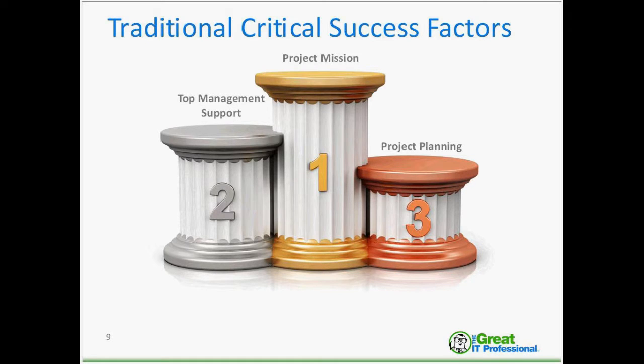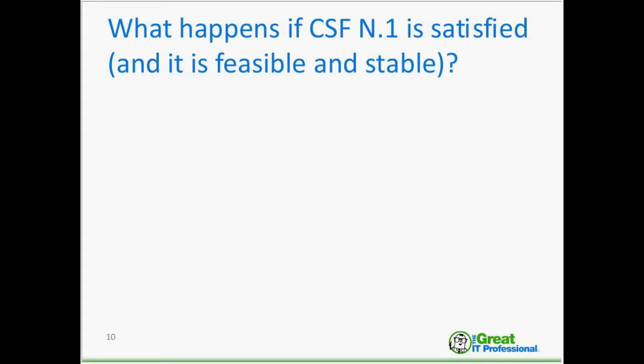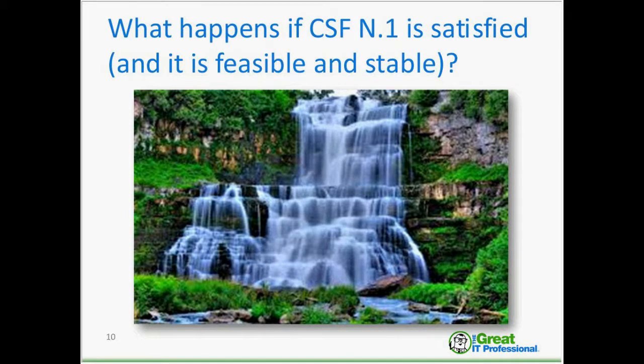So let's speak about the project mission. The idea is what happens if critical success factor 1 is satisfied, that is, it's clear, but I will add also, if it's feasible and stable. That is, we have a clear project mission, the project scope is clear, the project objectives are very clear. Well, nothing strange, many of you already know the story behind this, that is, we can approach the project by following this typical approach. It is the so-called waterfall approach.